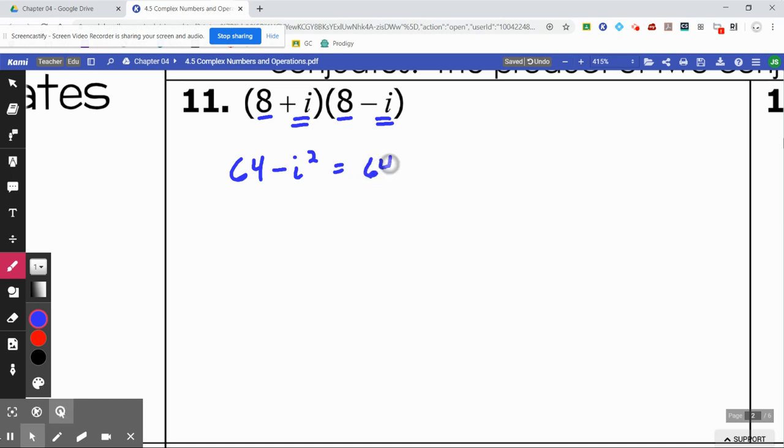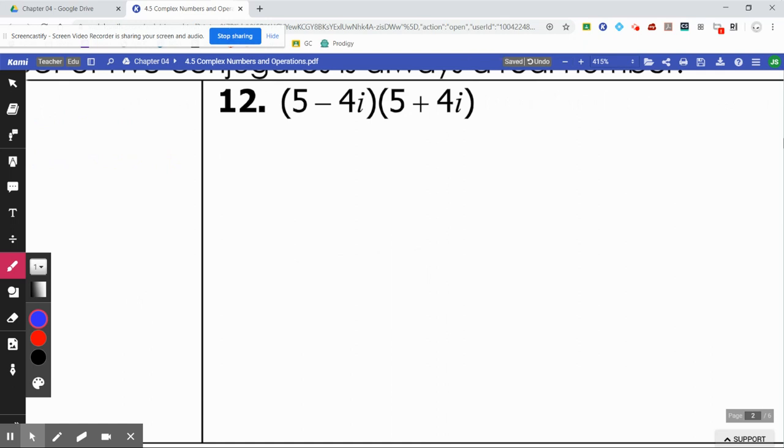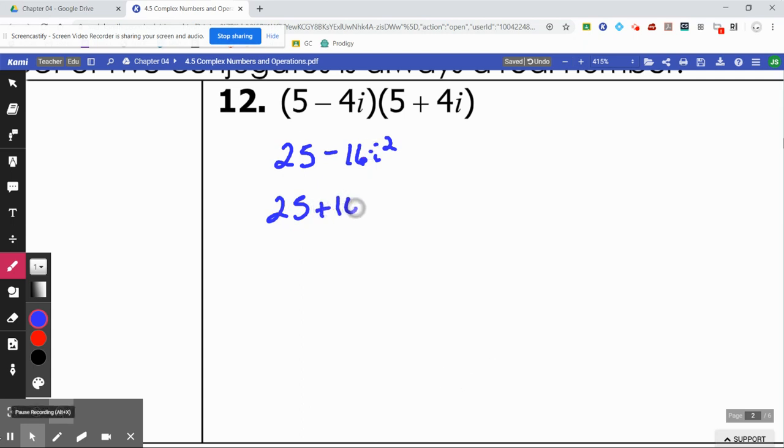So this would be 64 minus, replace i squared with negative 1. Minus minus is a plus, 64 and 1 is 65, and you do get a real number. 5 times 5, these are again complex conjugates. 5 times 5 is 25. Negative 4i and positive 4i is negative 16i squared. That'll be 25. Negative 16 times negative 1 will be a positive 16. 25 and 16 gives you 41.